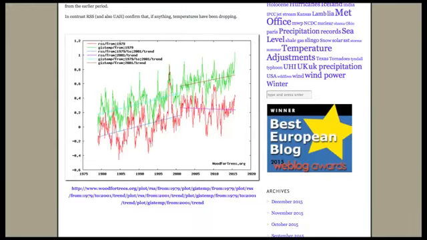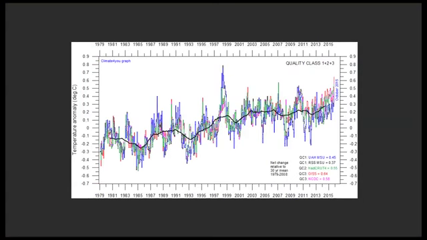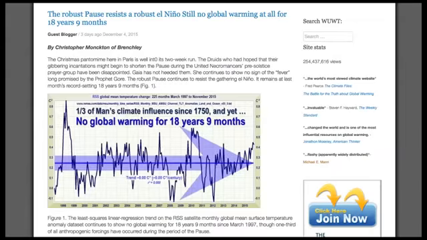So again, the satellite record and the surface air temperature record continue to diverge, and the satellite record, the more reliable record, shows that there is no significant warming taking place. No statistically significant warming is taking place for almost 2 decades.